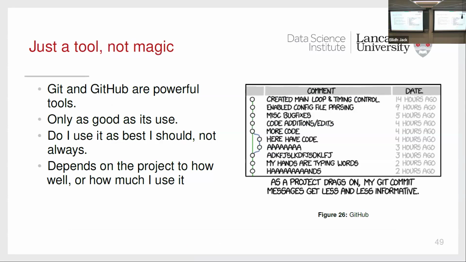Yeah, final note, it's a tool, it's not magic. So Git and GitHub are very powerful, but they're only as good as their use. I don't use all the features of Git and GitHub in every piece of software I write. And it depends on the project, how well I use it. You know, I'll admit a lot of my commit messages do tend to look like this towards the end, especially if it's the Fortran program I'm fighting with at the minute, and it doesn't seem to work no matter what I do. But at least it's in GitHub. At least there is something there that I can search through. Cool. And that's it. Sorry, taking longer than I thought.